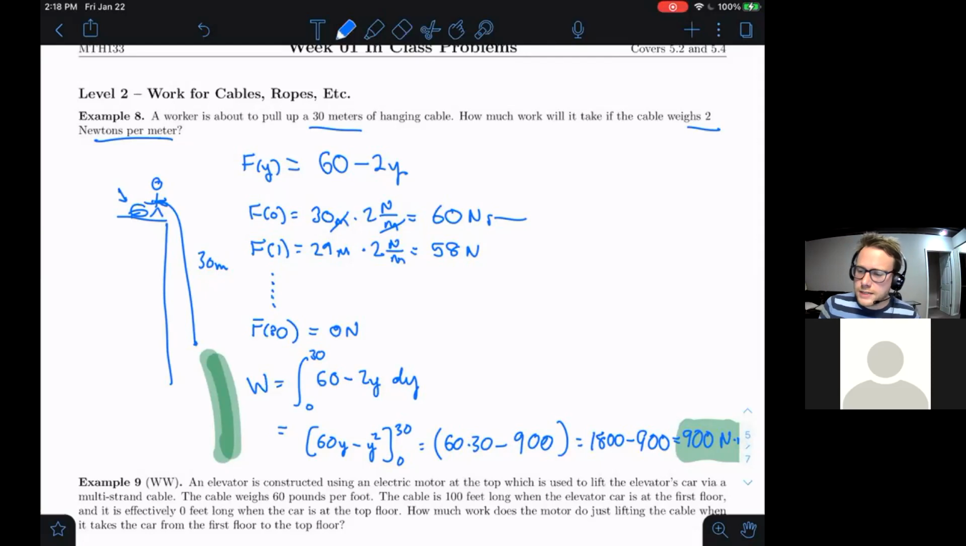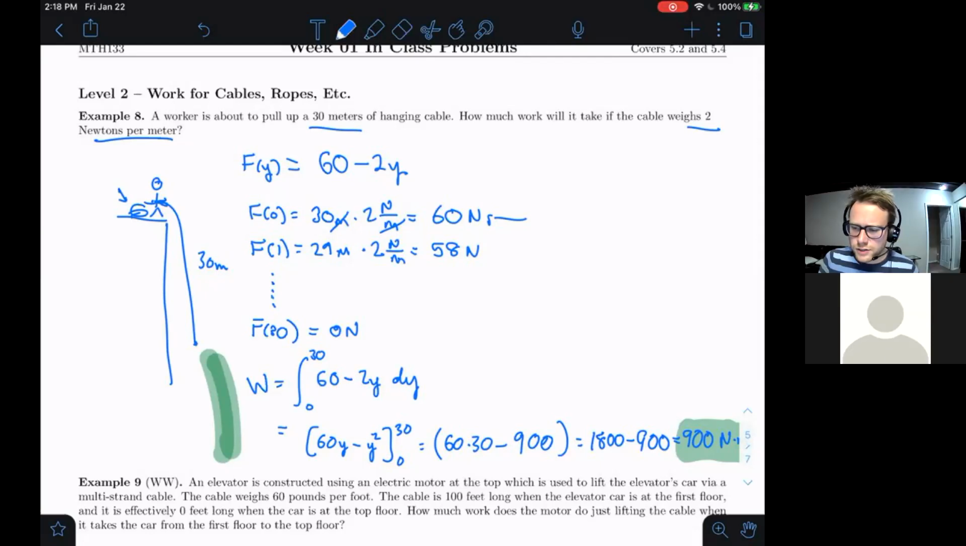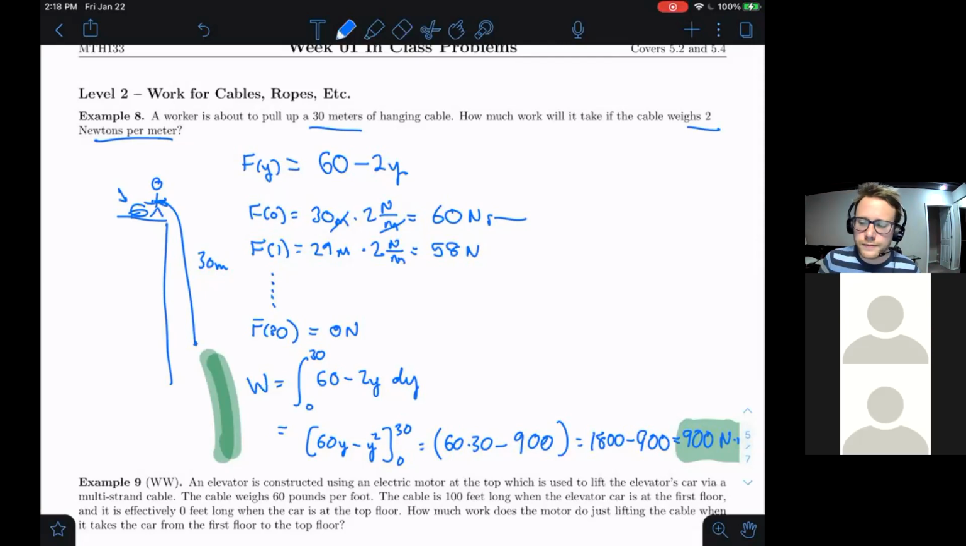I see a few raised hands. Why don't we go ahead and take a few questions? Jackson, you're up if you want to vocalize your question. So can the equation just be 2y if I end up getting the same answer?